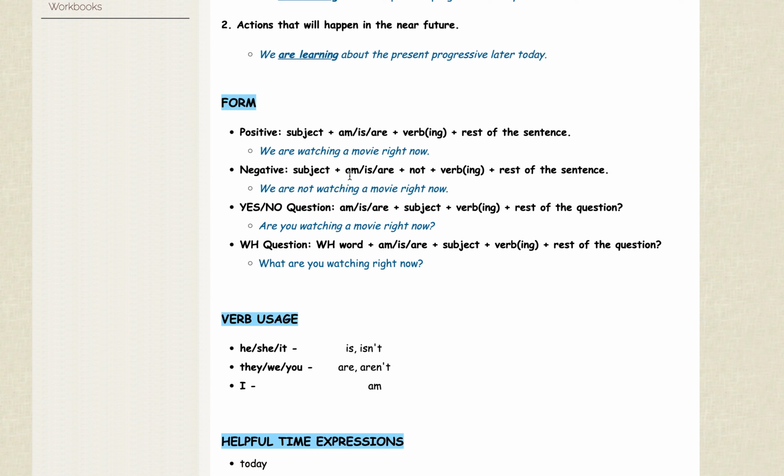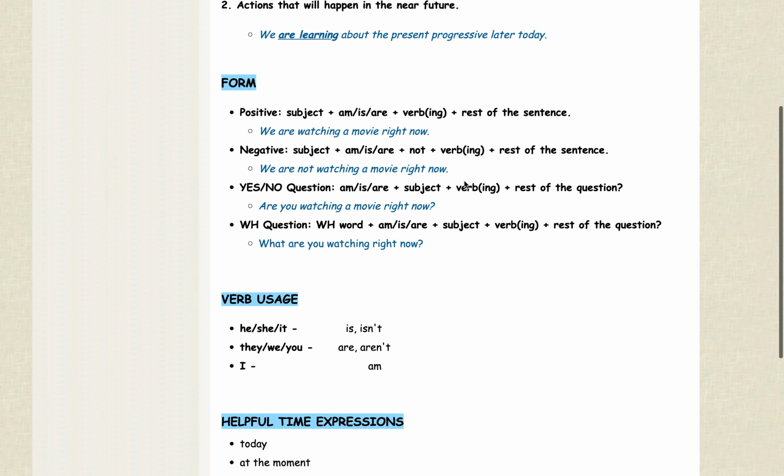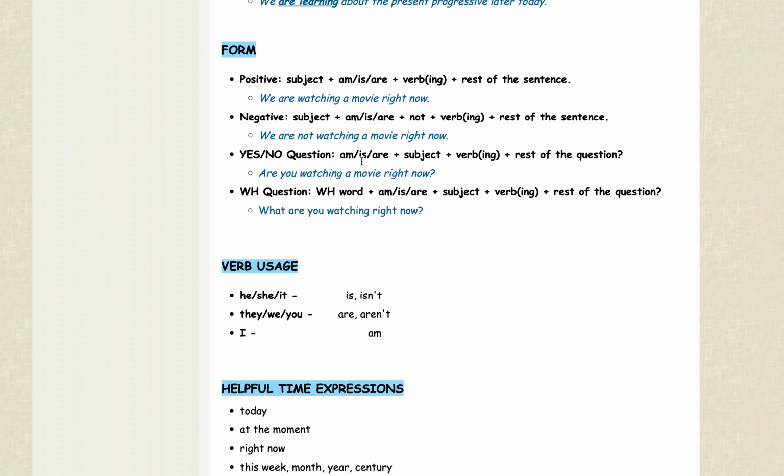In the negative, it's the same form. We just stick a not in between the am, is, or are and our verb ing. We are not watching a movie right now. With the yes or no questions, we have our form of be plus a subject plus our verb ing and then the rest of the question. Are you watching a movie right now? Yes or no.